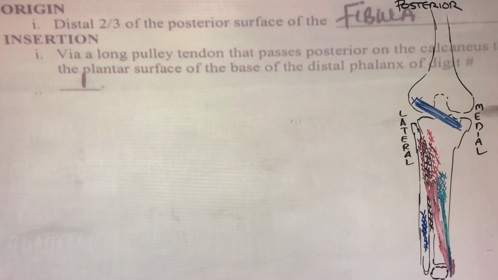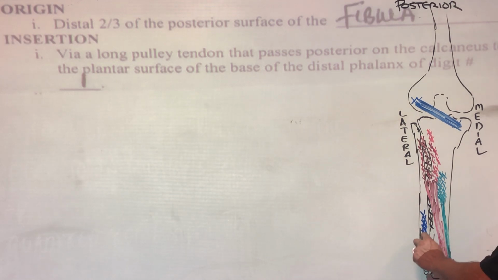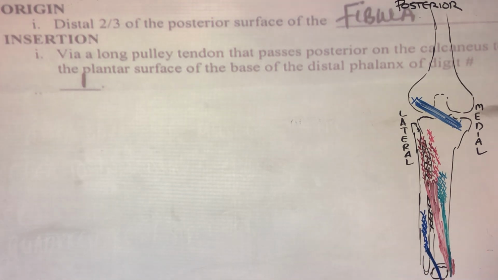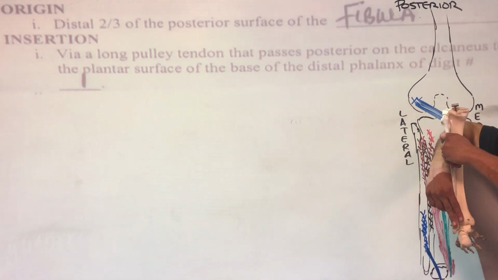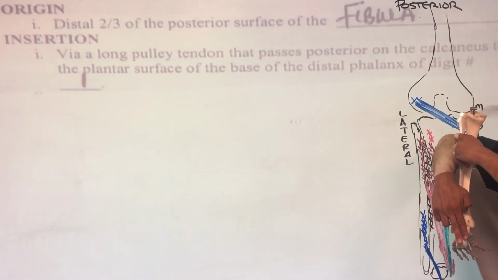So how it's going to track, it's going to go via long pulley tendon that passes posterior on the calcaneus to the plantar surface of the base of distal phalanx. The tendon's going to track posterior onto the calcaneus. And then as it goes underneath the foot, so here we go again. Okay, it tracks from this side now. So here's your muscle, here's your insertion, your tendon.